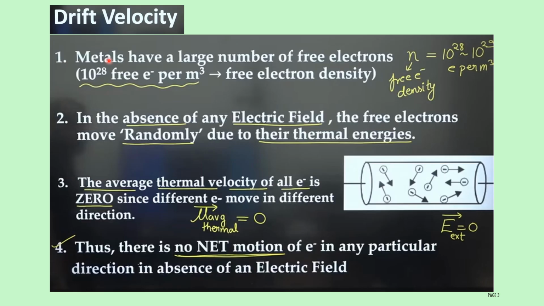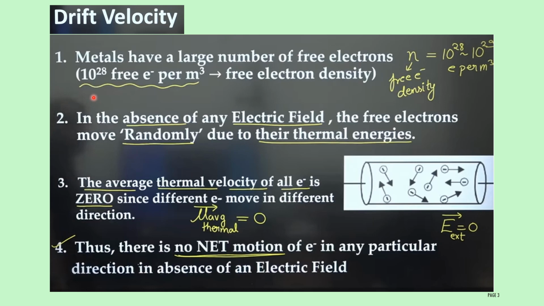Let us consider drift velocity in a conductor. When you apply an external electric field inside a conductor, the electrons start moving with a very slow velocity. That velocity we call drift velocity. Because of the potential difference, the electrons start moving with very low velocity. That velocity we call drift velocity.